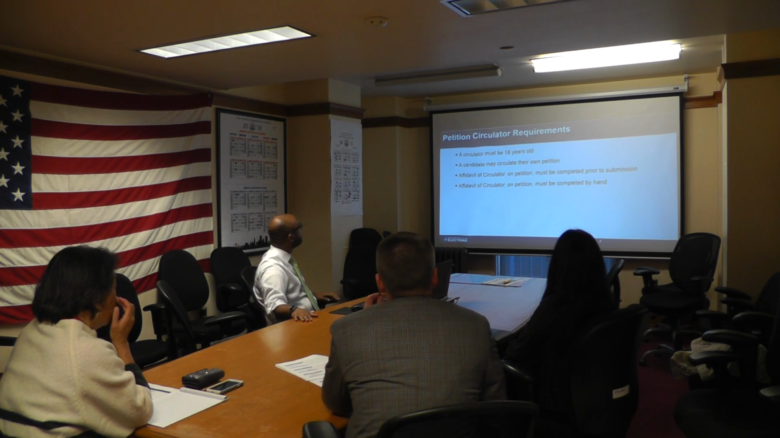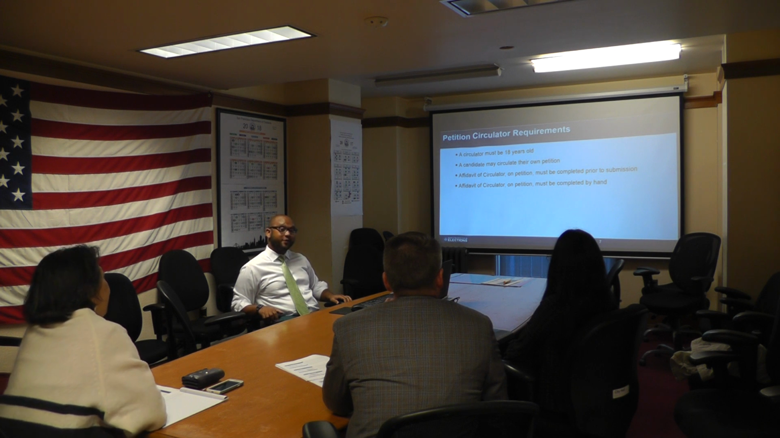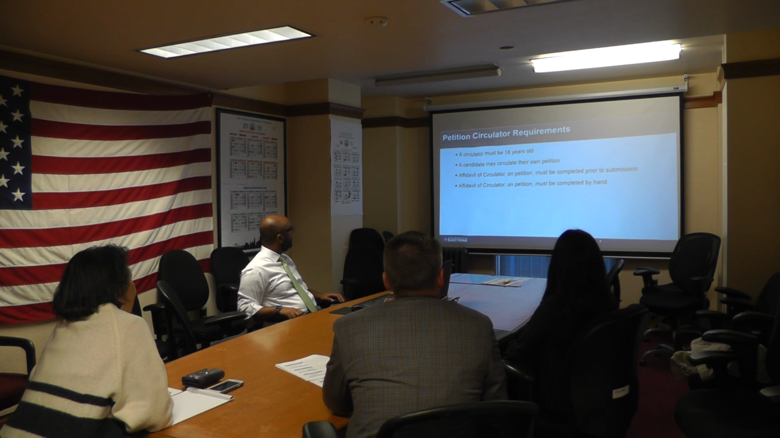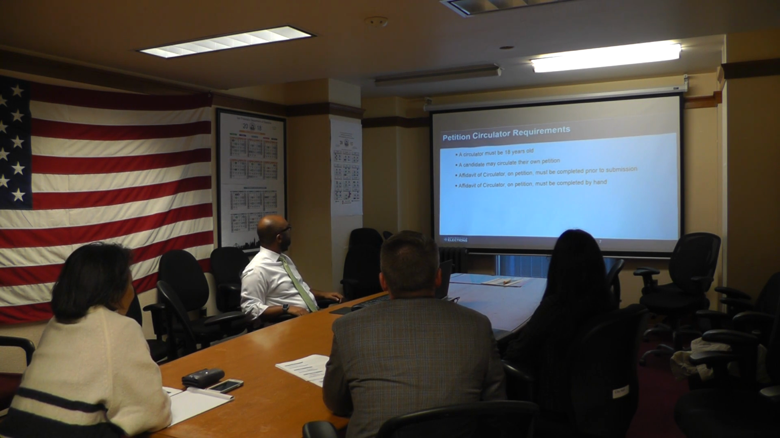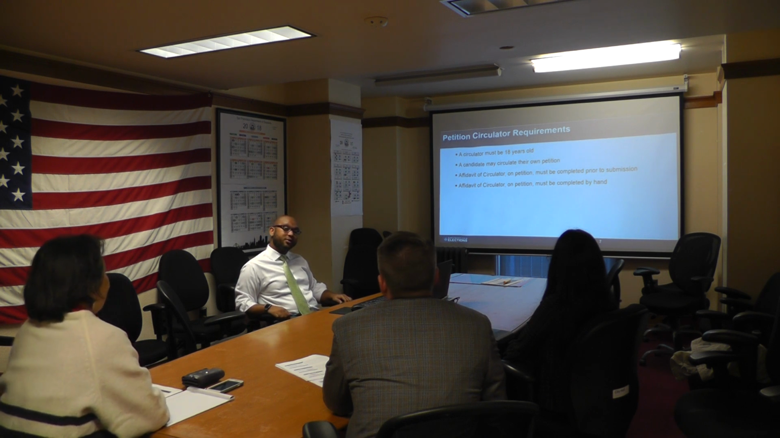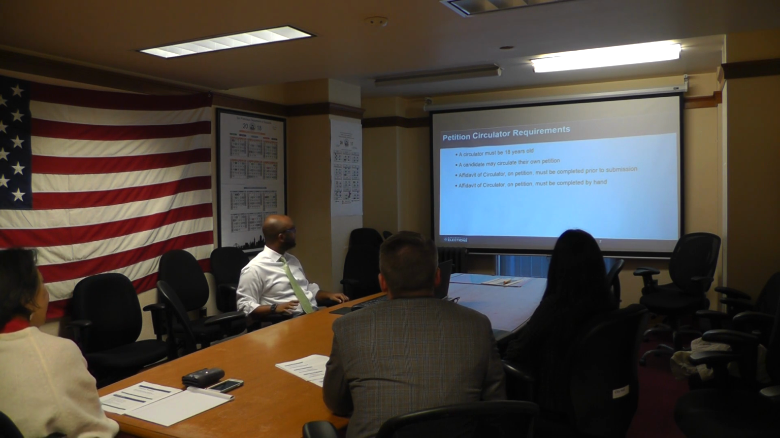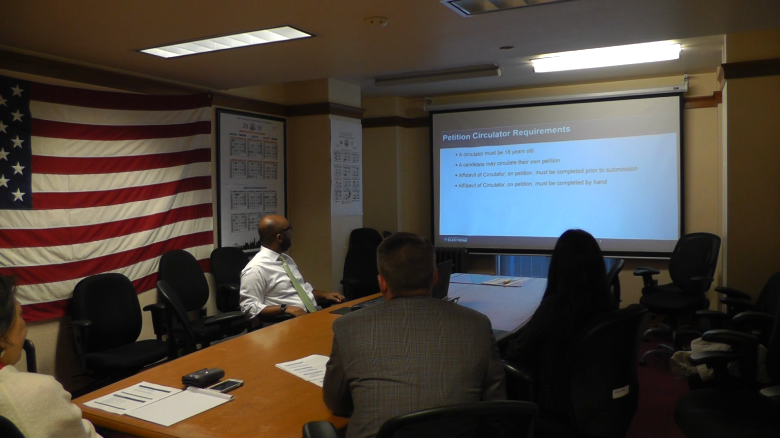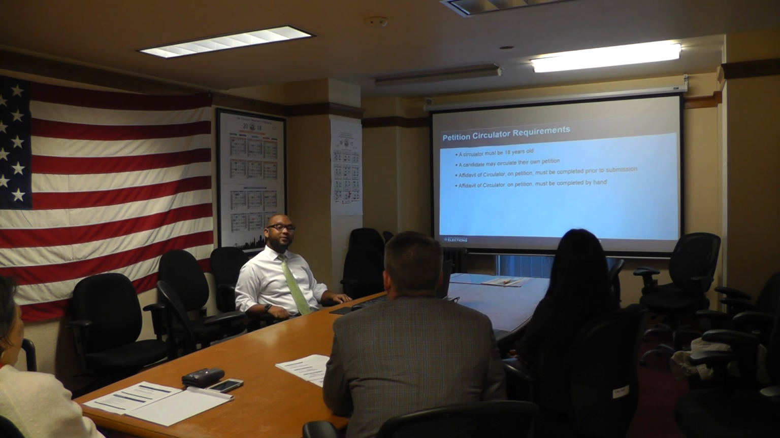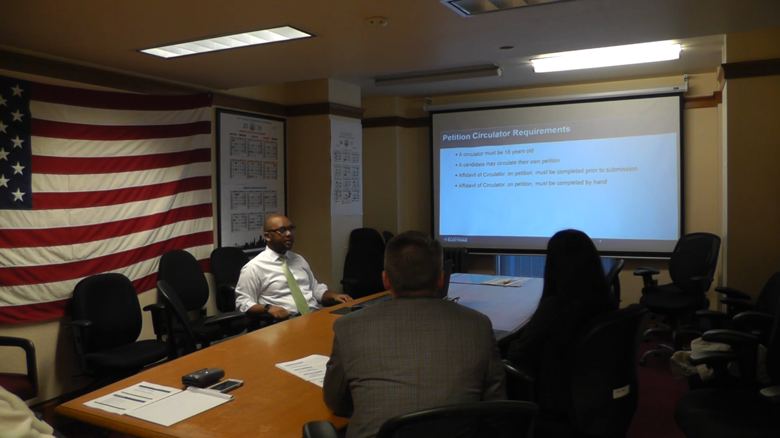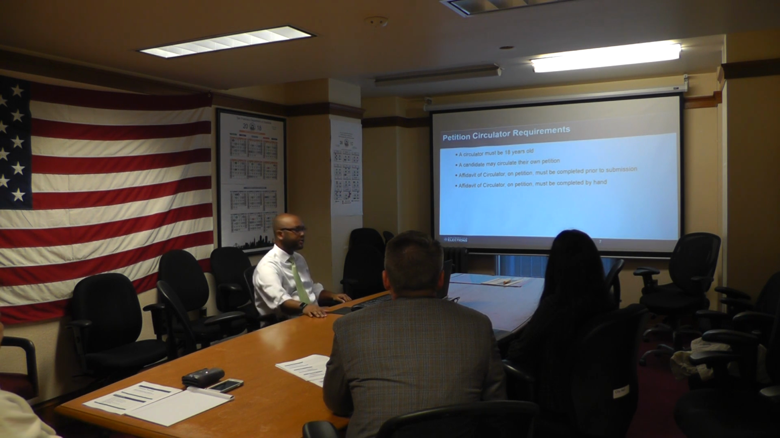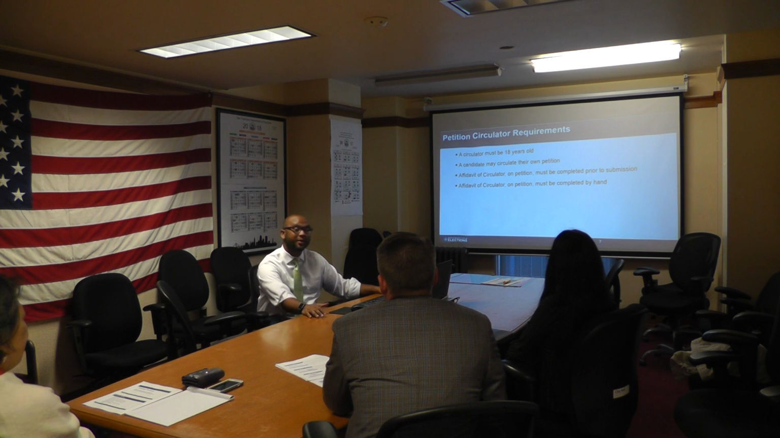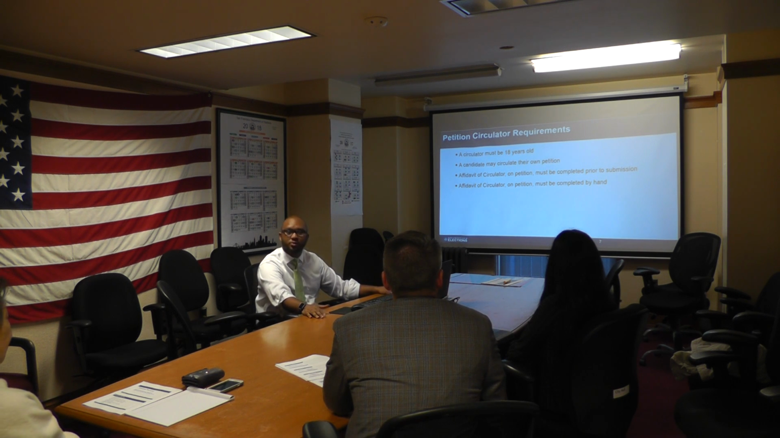So we have circulator requirements. Circulators do have to be 18 years old. So if you have children that are under the age of 18, they can't circulate for you. And as a candidate, you may circulate your own petition. There's nothing against that as well. There's going to be an affidavit of circulator that we're going to go over next. It does have to be completed prior to turning in the petitions themselves, and they do have to be completed by hand, so you wouldn't be able to type something.